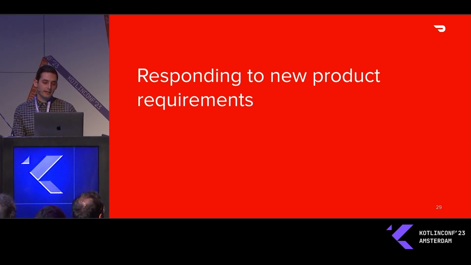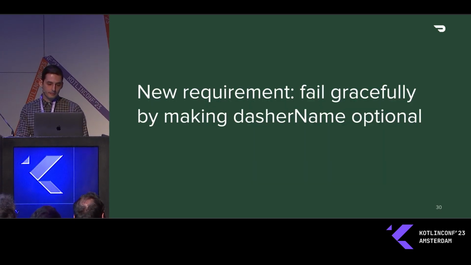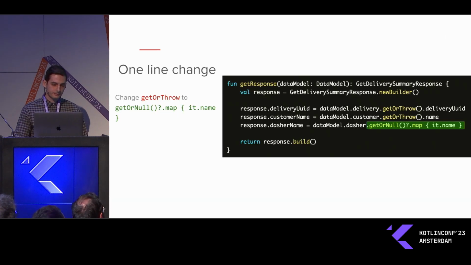So one thing I like about this pattern is that keeping business logic and I/O separate makes it easy to respond to new product requirements. For example, what if we have a new requirement to gracefully degrade if the call to Dasher service fails? We want to set the Dasher name to null instead of failing the entire method. This is just a one-line change to the business logic. We didn't need to make any changes to the I/O code, and I've highlighted the new code in green, where I call getOrNull instead of getOrThrow.